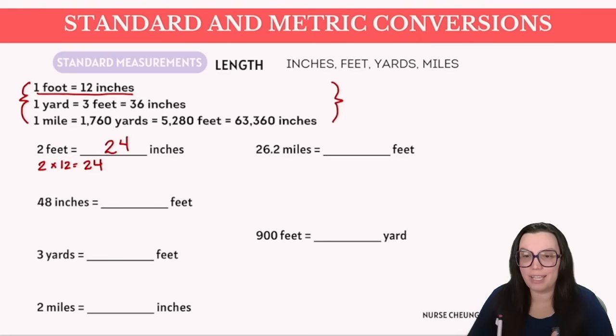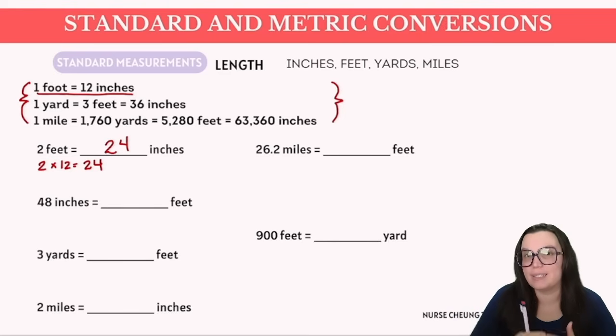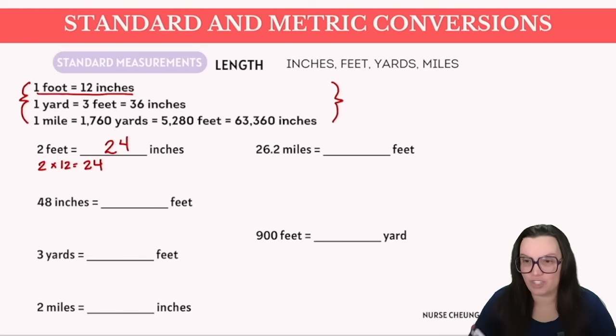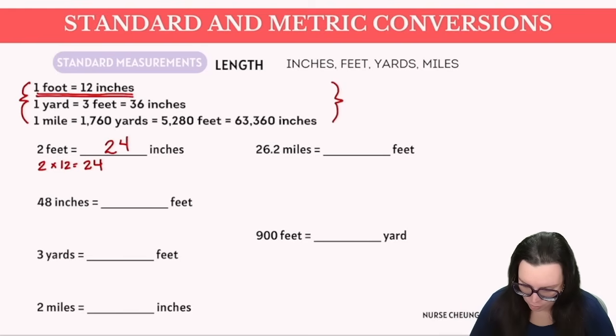So our next example is 48 inches to blank feet. So we're going from a smaller unit to a bigger unit, so we are going to use division. So we know that 1 foot is equal to 12 inches.